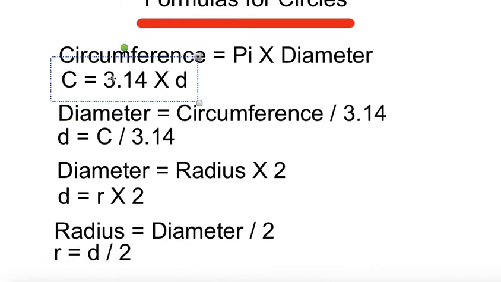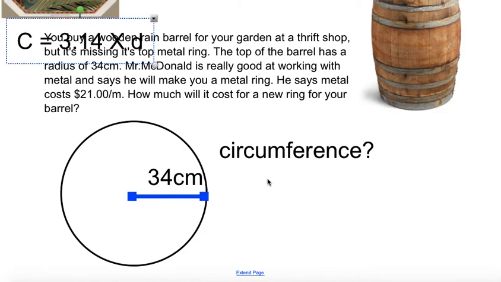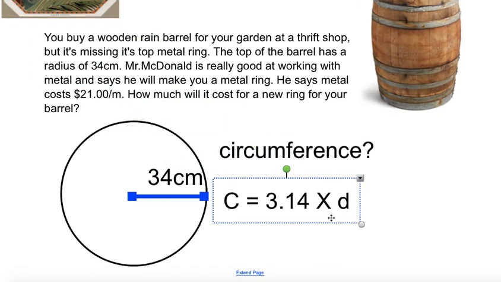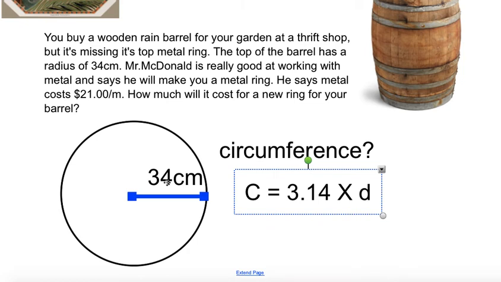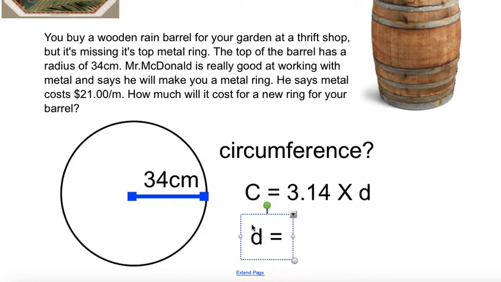Now, the circumference formula is circumference equals 3.14 times the diameter. So let's go back to our question here for a second. But hang on, I don't know the diameter. I just have the radius. The radius is 34 centimeters. But I know that the diameter equals 2 times the radius.